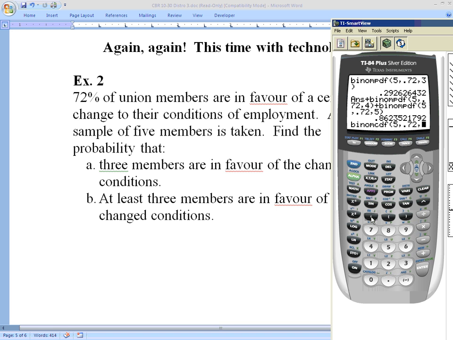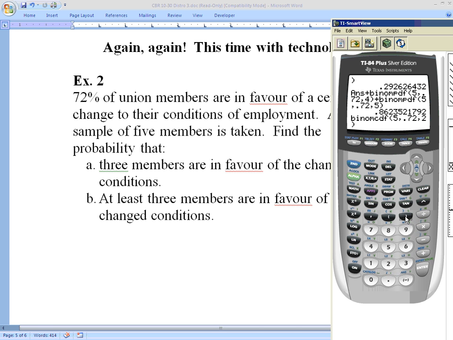For part B, I want at least 3 members, which means I want 3 members or 4 members or 5 members. The calculator doesn't work that way. It always does this number and below. So I'm going to put in a 2. Now think about it. Why did I put in a 2? What is that going to give me? That's going to give me the probability of 0 members, 1 member, 2 members being in favor. 0, 1, and 2. And yet for part B, I wanted at least 3 members, which is 3, 4, and 5.